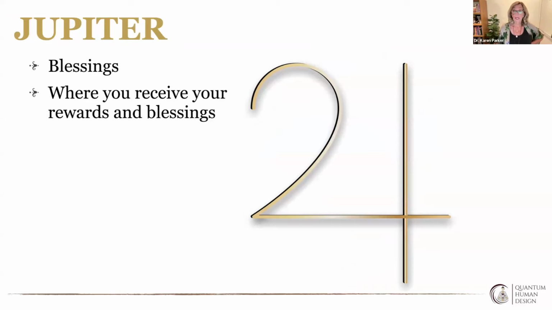Jupiter, now we start to hit the planets that I would say are the outer planets, the more collective planets, the slower moving planets, right? So these planets represent not only personal themes, they're still going to impact you personally, but they're also going to impact the collective landscape, the world around us, the news, the world, our communities. So Jupiter is where we get our blessings. Whatever Jupiter is highlighting is what's expanding and growing, and it's where we receive our rewards and our blessings.